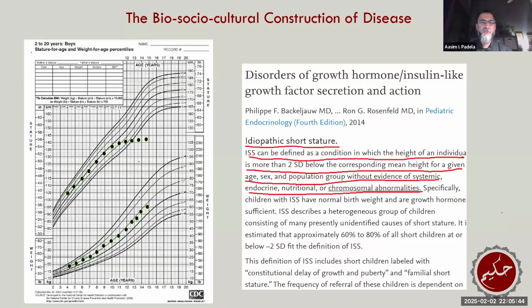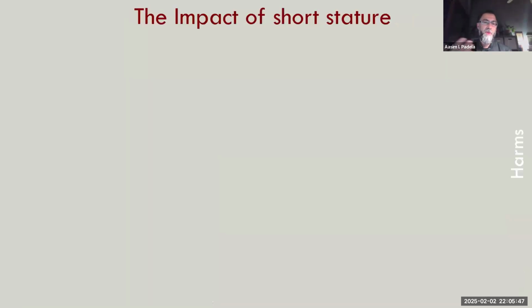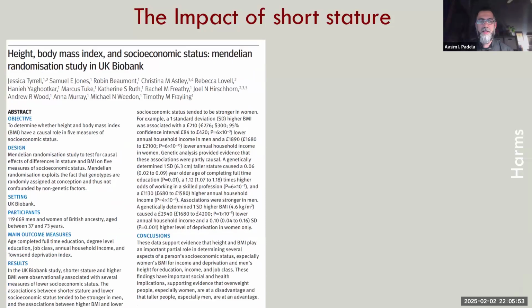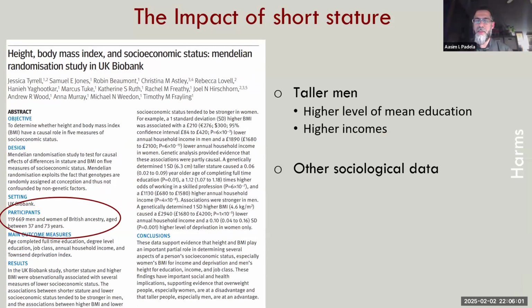Yet that leads to some questions about what we should do. Well, we don't know why they're short, but they're short. So what does that mean for our individual society? This is a large study in the UK. You can see almost 120,000 people. But let me tell you what that study and other studies show. Taller men have higher levels of mean education and higher incomes. That's a correlation, right? If you're taller, better education, that could be related to higher incomes.